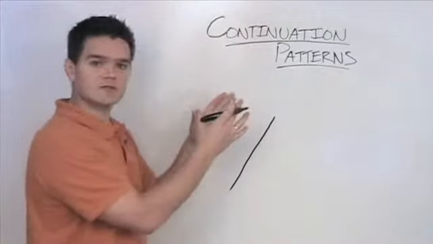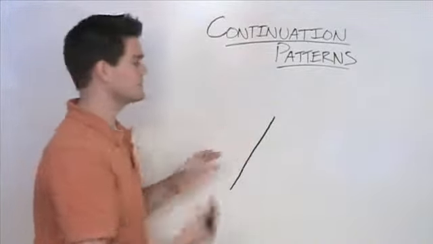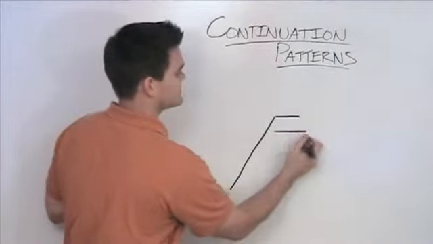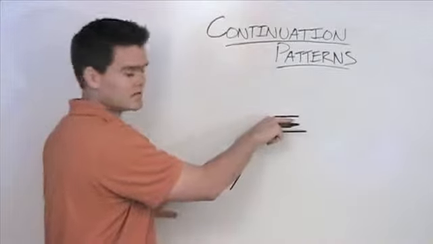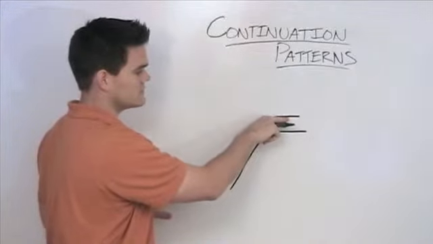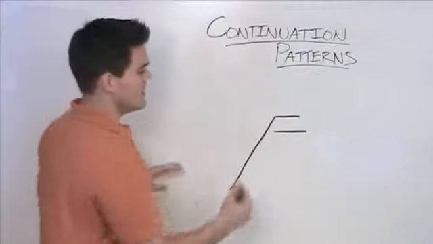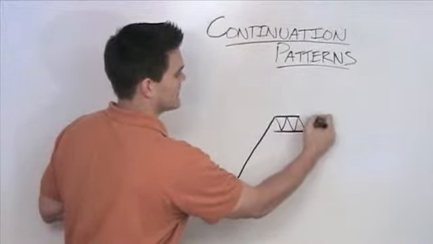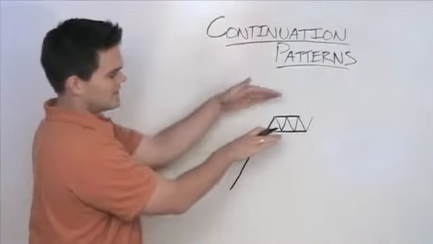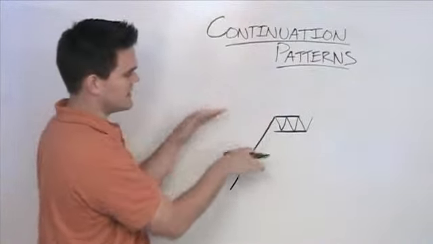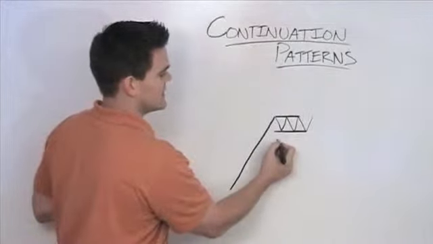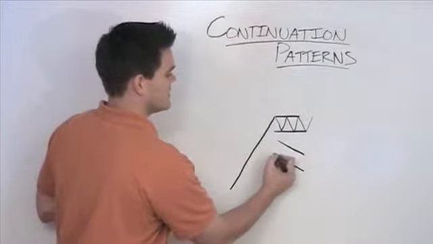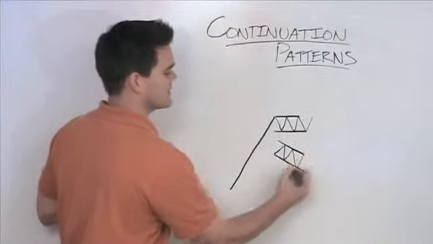Now, a continuation pattern can have a few different shapes, and it can look like this, where it has a flat and horizontal support level and a flat horizontal resistance level, and so we would see the price of the asset bouncing back and forth in here like this. It could also have these support and resistance levels trending down a little bit. So we may see a downtrending resistance level and a downtrending support level with the price of the asset bouncing in between there like that.